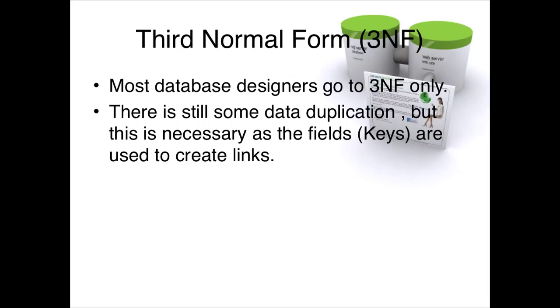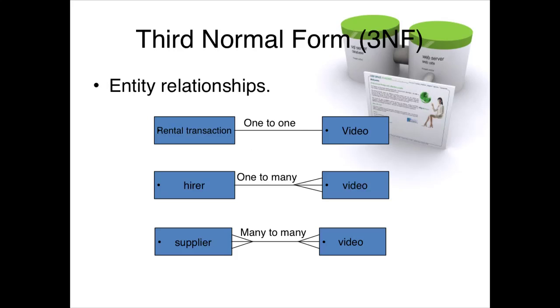As it says here, as a database designer in the professional real world, you generally only go to third normal form. You can go to fourth, fifth, and so on, but people don't bother because it just becomes silly. There is still data duplication, as you've seen, but these generally are because you've got to have a foreign key and primary key in some of the tables in order to link them together.